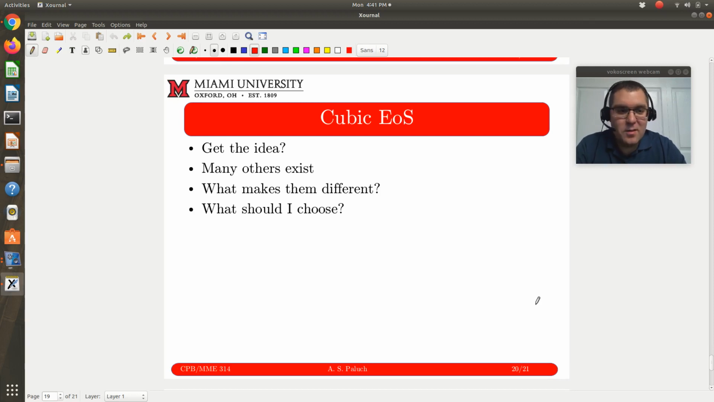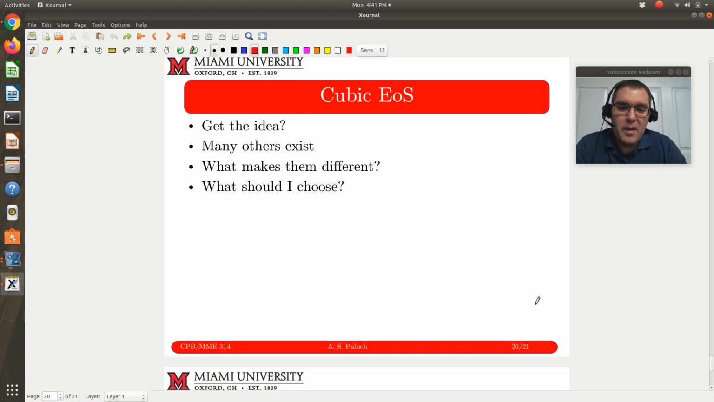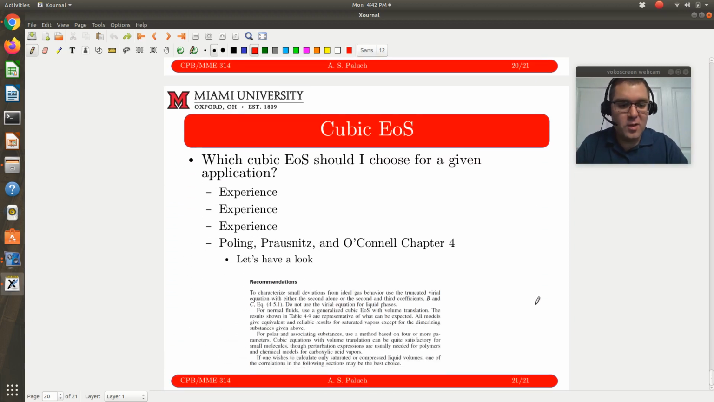Many others exist. Most equations of state are just iterations on the original van der Waals equation of state. What makes them different is they're often engineered or designed for specific applications. So Peng-Robinson was optimized for petroleum industry applications. How do you choose? Again, it's experience, or you go and look up in a handbook, for a given type of system you can find a recommendation of what type of equation of state to use. Hope that helps. Next, we'll get on to solving some problems.